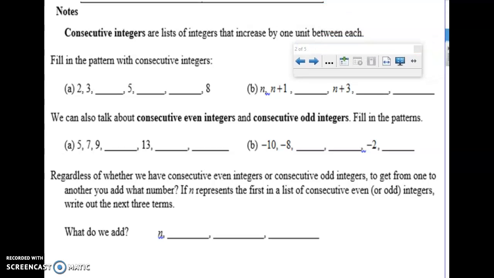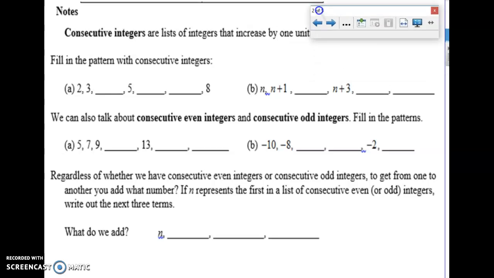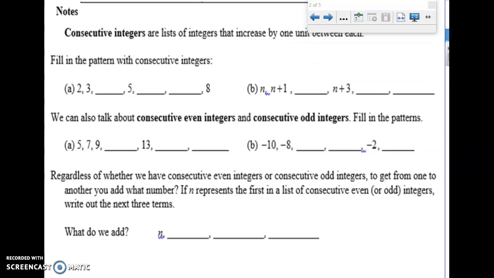So consecutive integers are simply a list of integers that increase by 1 unit between each, or by the same amount. And we're going to see that in a little bit. So let's fill in the pattern here with consecutive integers. If we had 2, 3, blank, 5, something, something, 8, I think it's pretty easy to see that it's going by 1. So it's 2, 3, 4, 5, 6, 7, 8 in an order, consecutive, okay?